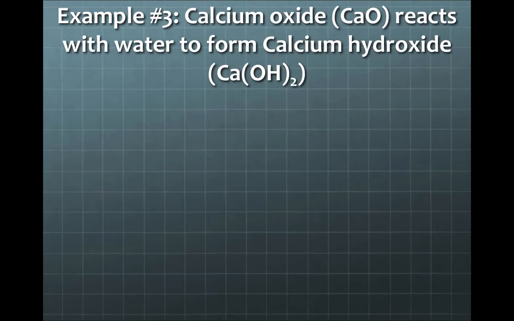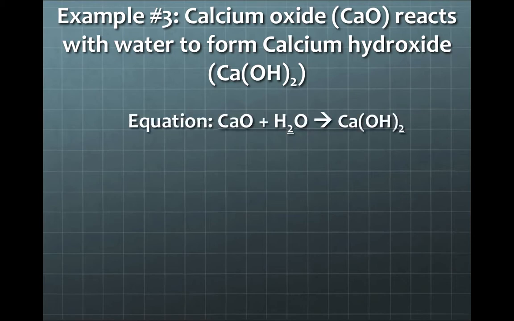Okay, and then the last example: calcium oxide reacts with water to form calcium hydroxide. This time I want you to note we have 2 compounds reacting to form one compound. I told you they're generally 2 separate elements, and they generally are, but sometimes you have compounds, and this is an example of that. So CaO plus H2O produces Ca(OH)2.